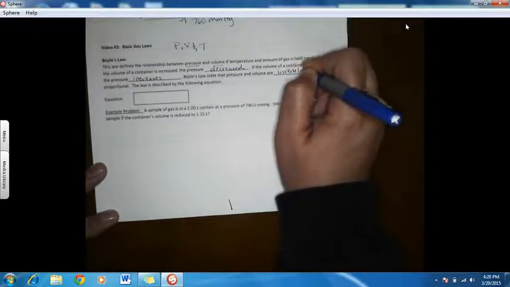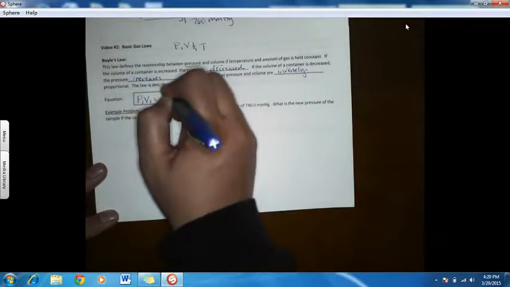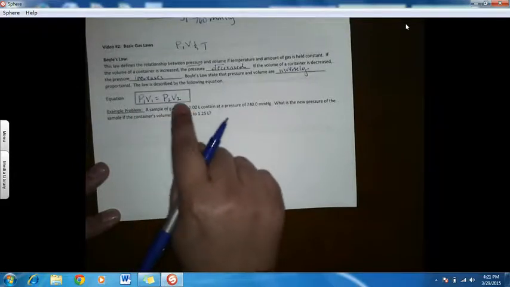Boyle's law states that the pressure and volume are inversely proportional. That's when one goes up and the other goes down. And so the equation that we get from this relationship is P1V1 equals P2V2. Now, when we look at problems like this, our initial conditions are the 1s on the left side here, and our changing conditions, or our final conditions, are the 2s on the right-hand side.